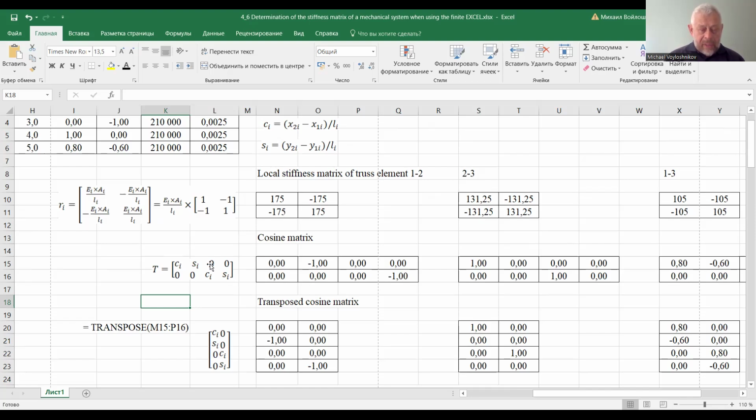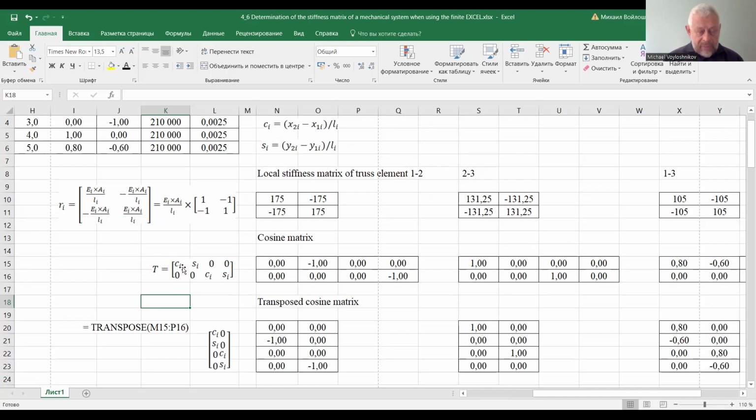The third and the fourth elements of the first row, and the first and the second elements of the second row, are zeros. This is the type of the cosine matrix for the flat trusses consisting of rods, and maybe for the frames as well. Not only for the trusses, but for any flat rod mechanical system. This is a standard type of the transformation matrix.